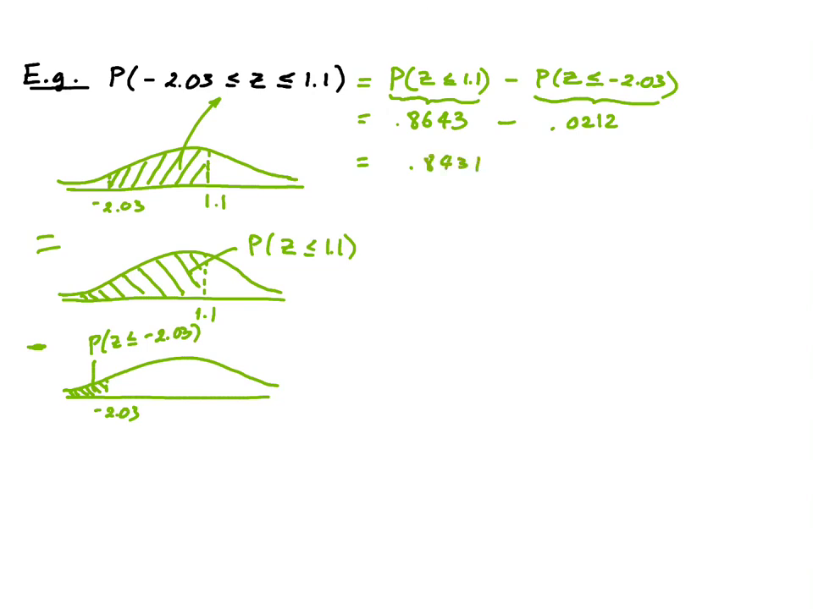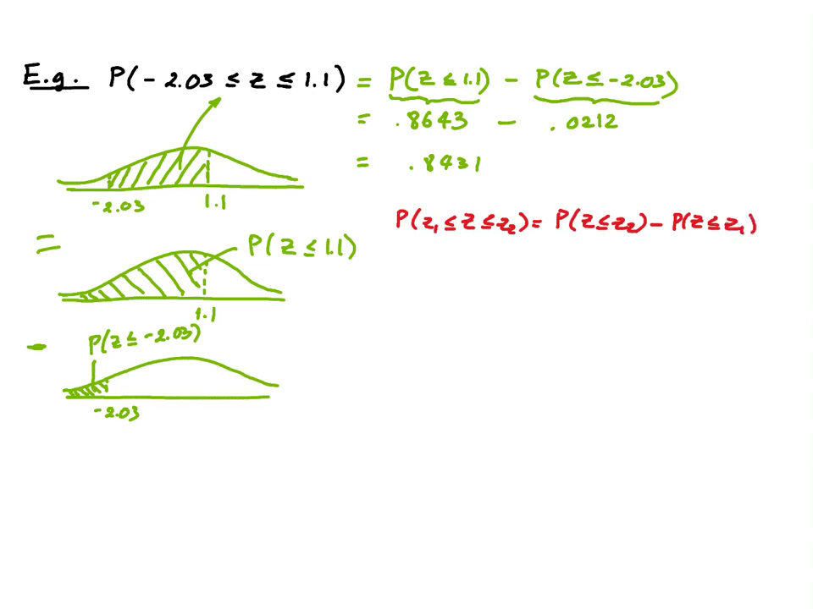And so if you do the math, you get 0.8431 as your answer. Now that leads us to the second rule when it comes to using the standard normal probabilities table, which is that the probability that z1 is less than or equal to z less than or equal to z2 is equal to the probability that z is less than or equal to z2 minus the probability that z is less than or equal to z1.